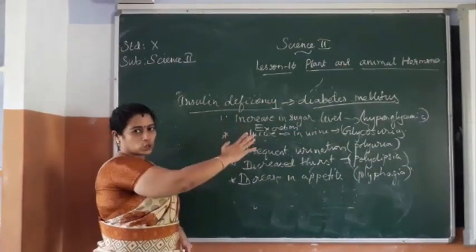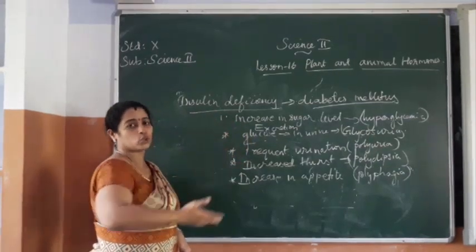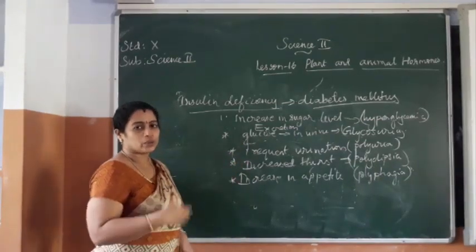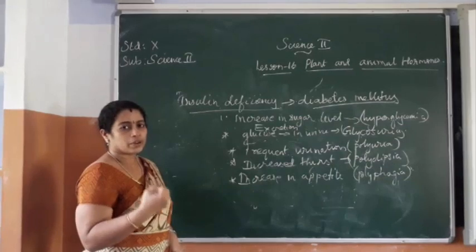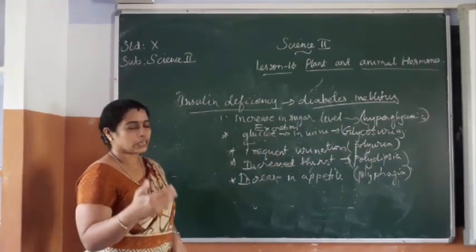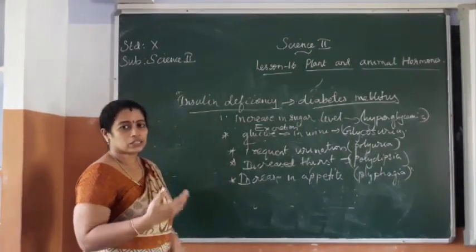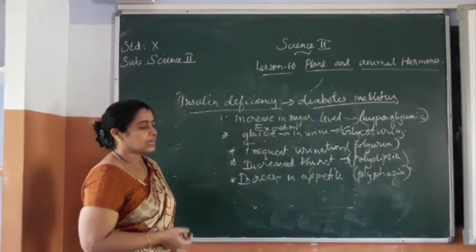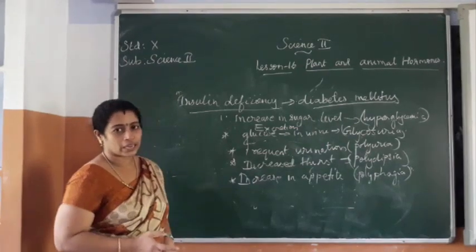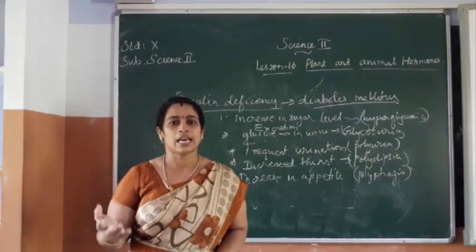First, increase in sugar level in the blood is known as hyperglycemia. Then excretion of sugar in the urine is known as glycosuria. Then frequent urination, the tendency to urinate frequently, is known as polyuria. Increased thirst is polydipsia, and increase in appetite, hunger, is known as polyphagia. So these are the symptoms of a diabetic patient.